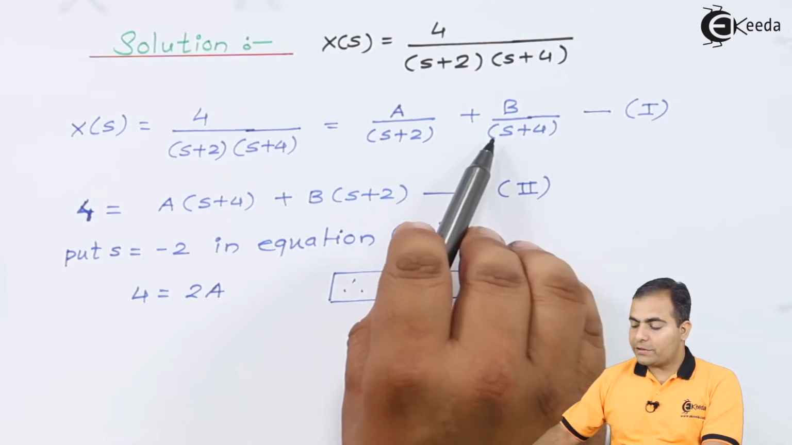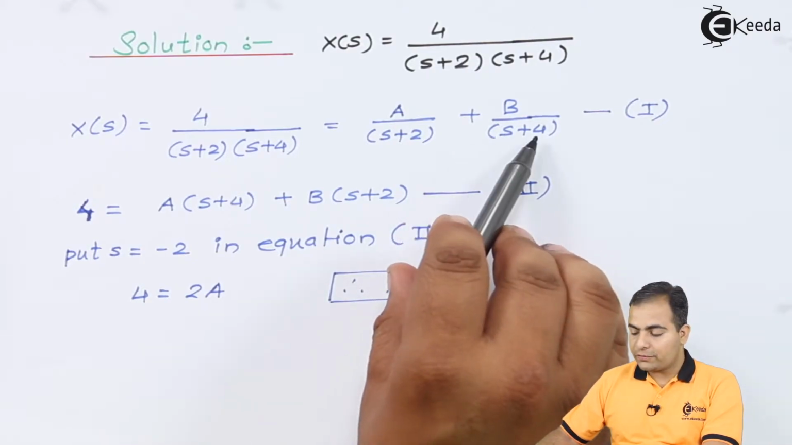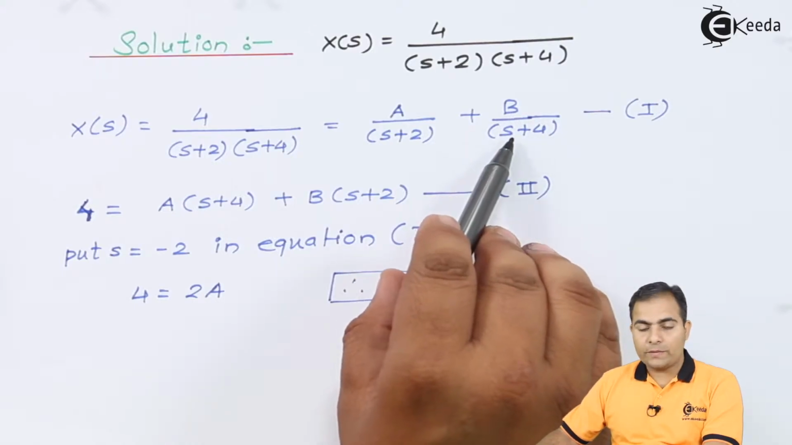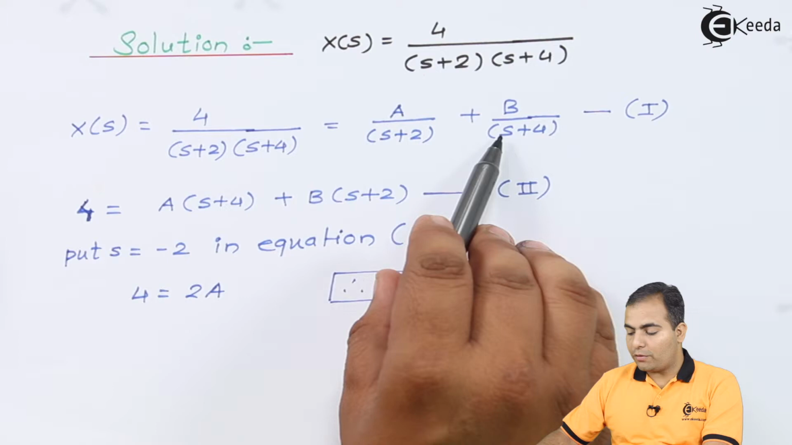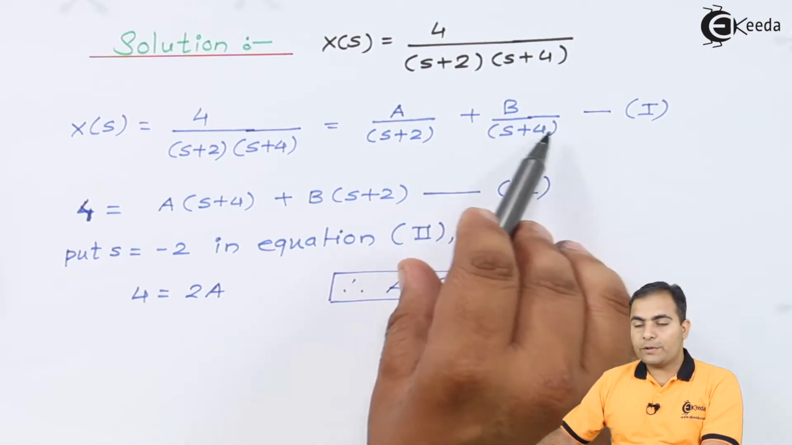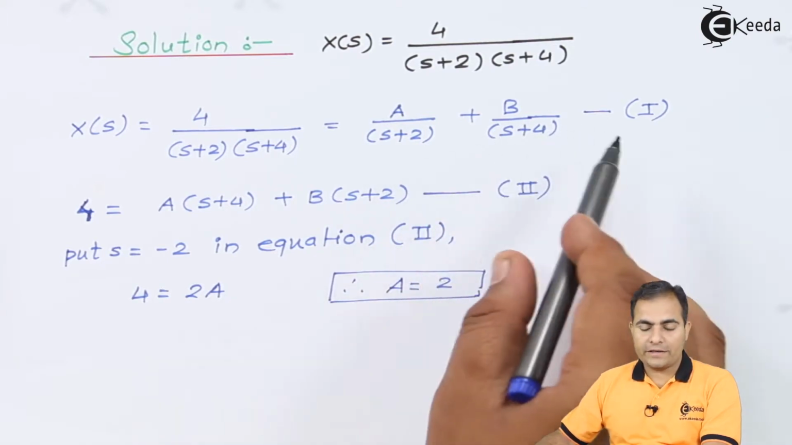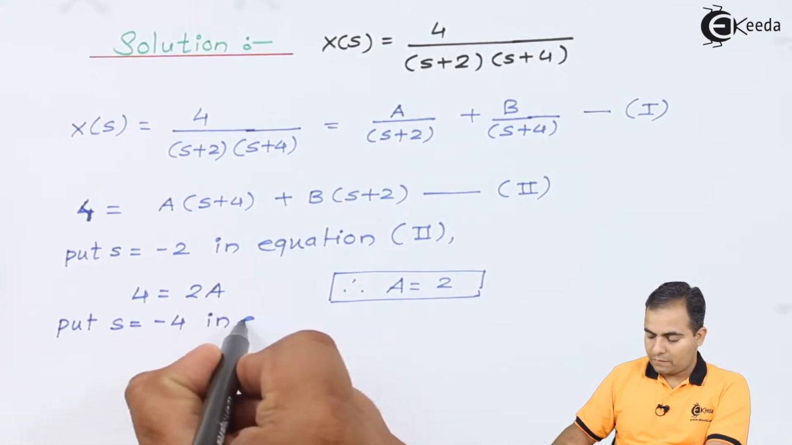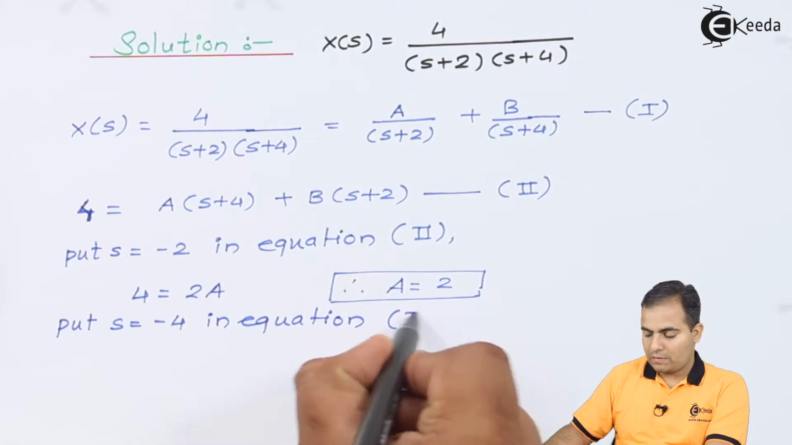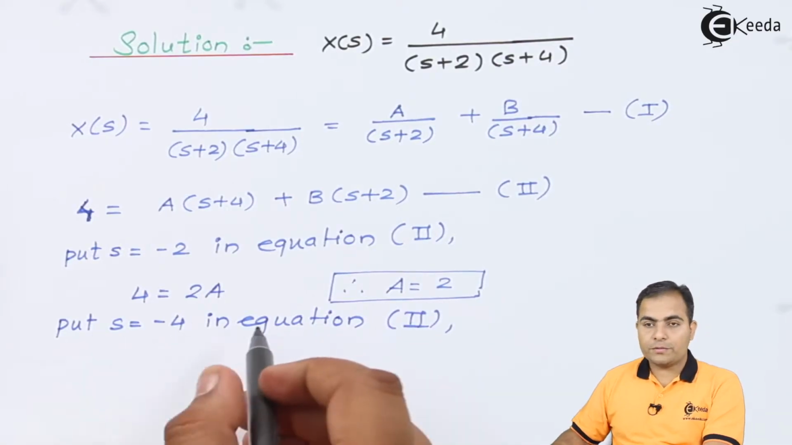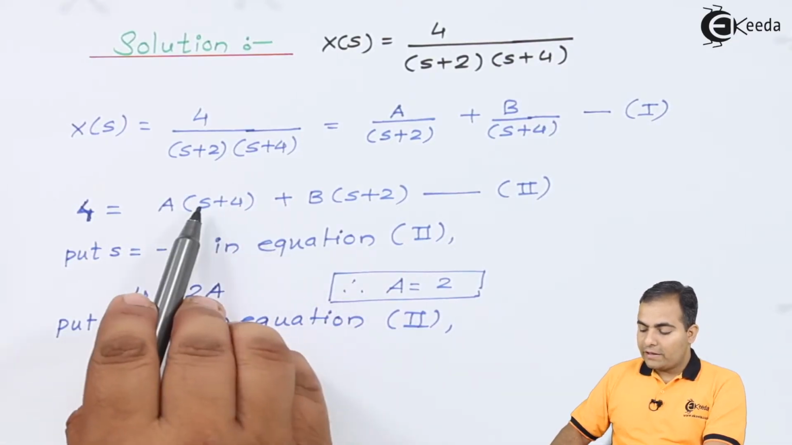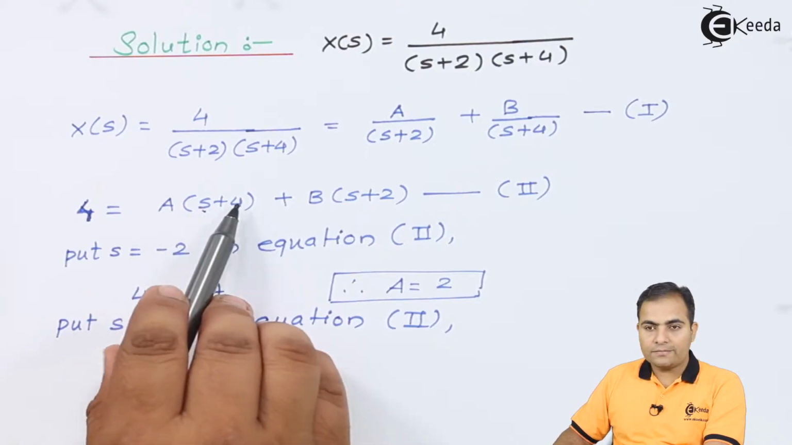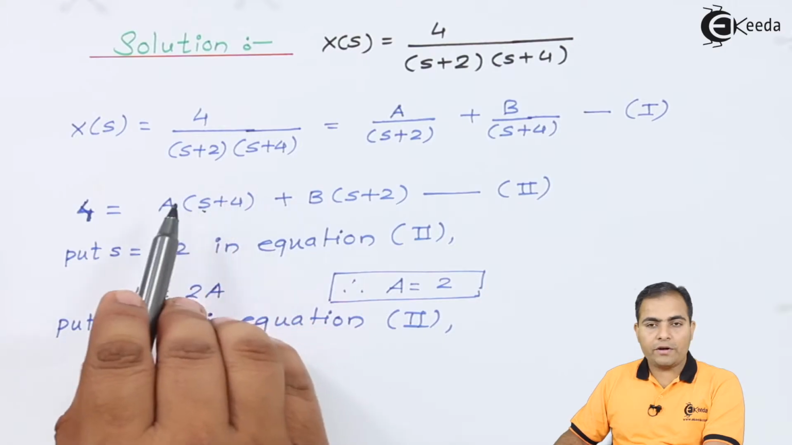Now similarly I will substitute s equals minus 4 to get the value of b. How have I got s equals minus 4? As I told you, equate this whole bracket equal to 0. So s plus 4 equal to 0, so s equals minus 4 is the result. S equals minus 4, I'm going to substitute in equation number 2. What we will get? This s is replaced by minus 4, and plus 4 minus 4 will get cancelled, so the whole a product becomes 0.